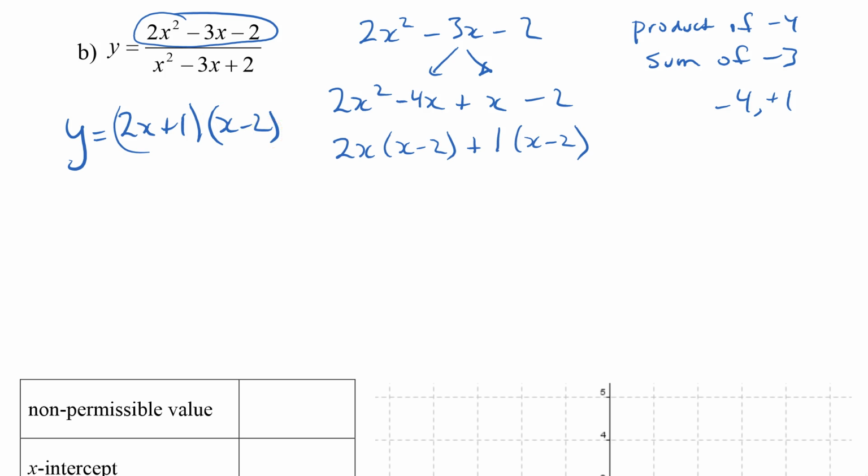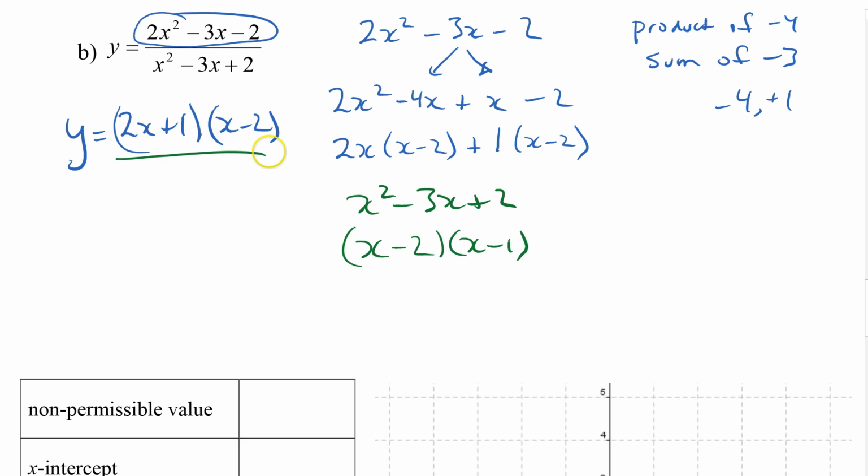Now thinking about my denominator, I have x squared minus 3x plus 2. It's a little bit simpler. I want two numbers whose product is plus 2 and whose sum is negative 3, so it seems to me they have to both be negative, x minus 2 and x minus 1. So we'll put that in the denominator here, x minus 2 multiplied by x minus 1.